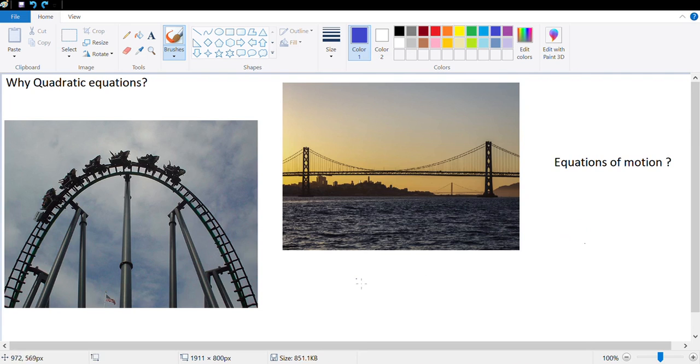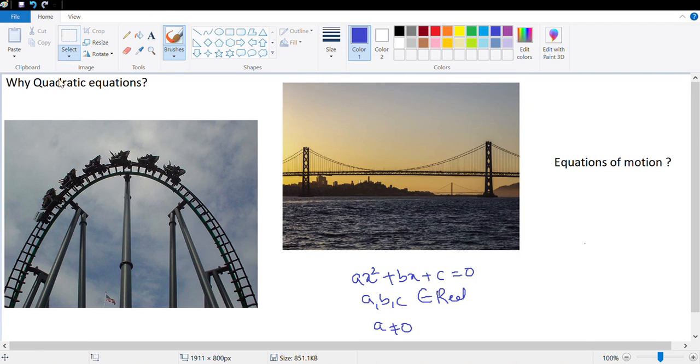We said the equation of the form ax squared plus bx plus c is equal to 0 is a quadratic equation where the maximum power is 2, one variable, and a, b, c belong to real numbers and a is not equal to 0. That's something that we've done till now.